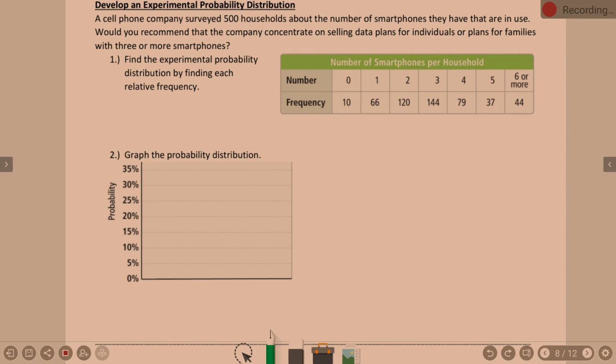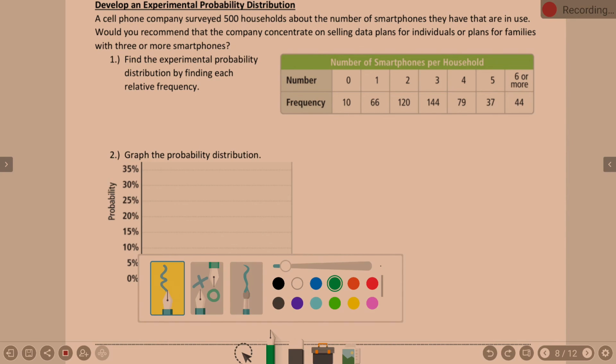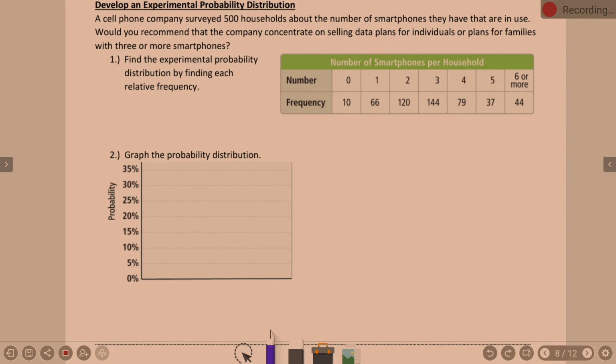numbers surveyed or whatever. So in this situation, a cell phone company surveyed 500 households about the number of smartphones they have that are in use. Would you recommend that the company concentrate on selling data plans for individuals or plans for families with 3 or more smartphones? Okay. And what we're going to look at here is finding the experimental probability distribution by finding each relative frequency. Okay, so we're still finding probability distribution. The only reason we're saying experimental is because we're not basing it on what we know about rolling a die or picking a marble from a bowl. We're basing it on data provided.